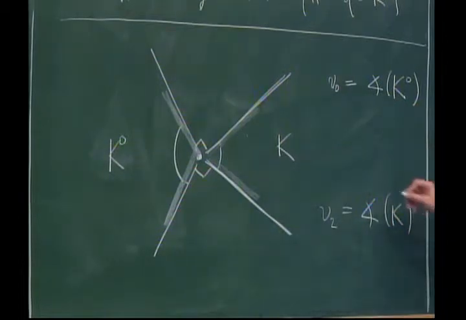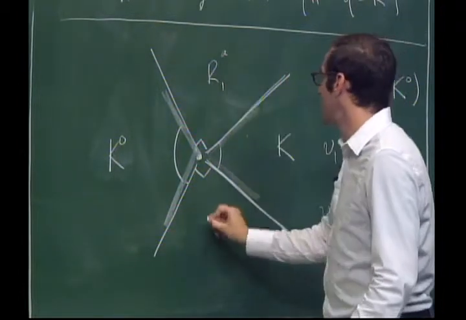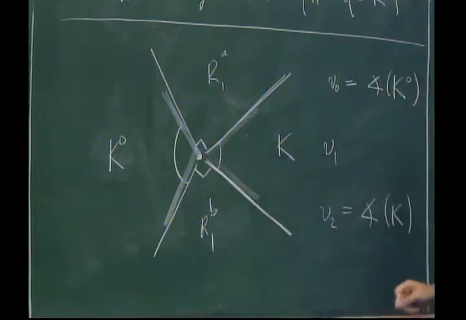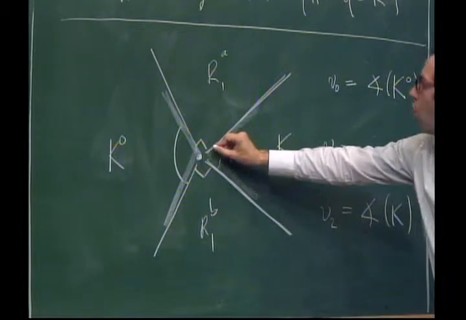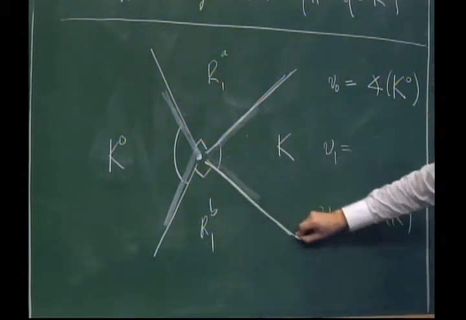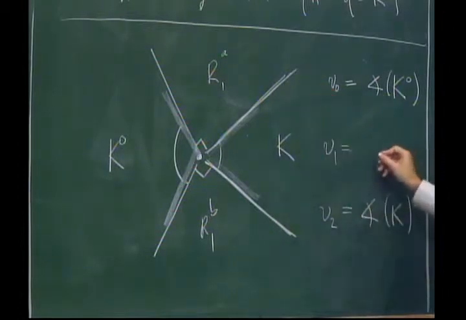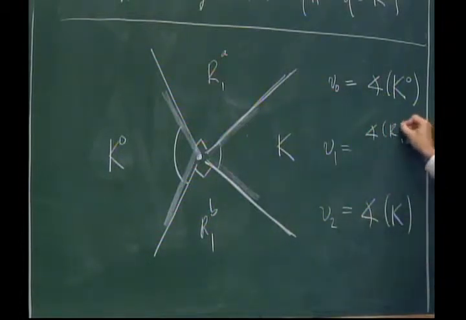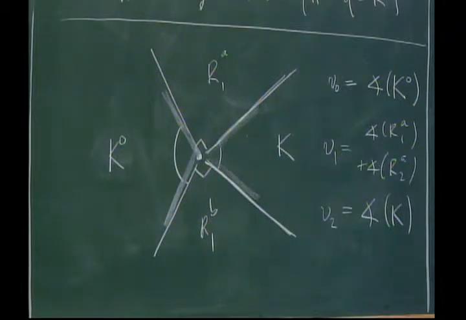And V1 is what comes from the two regions up here and down here. So these are the points that are closest to the one-dimensional faces of the cone, which are these edges here. Okay? And so this is the solid angle of R1A plus the solid angle of R2A. Okay? So these intrinsic volumes have very clear interpretations, at least in the polyhedral setting.